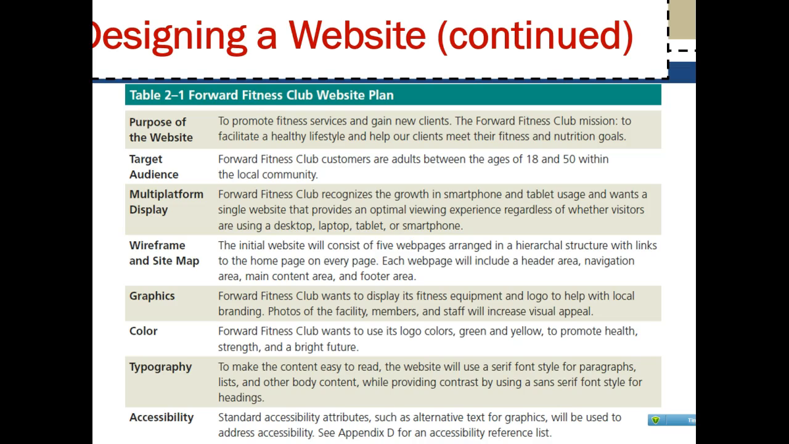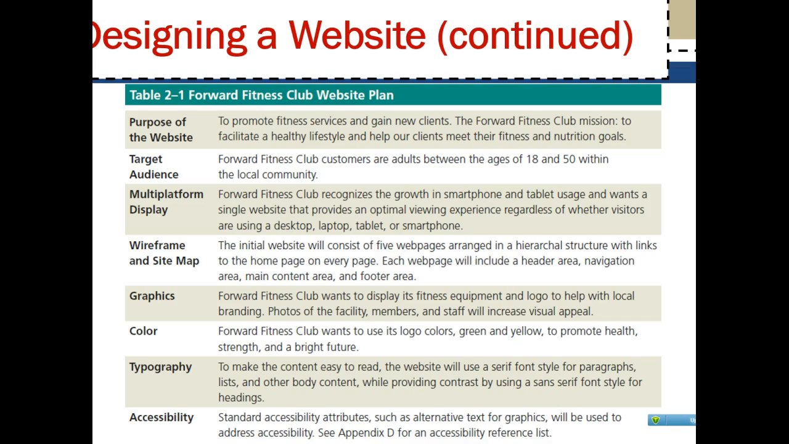Some of the questions that we need to answer are the ones we just talked about. What is the purpose of the website? The purpose of the website is to promote fitness services and gain new clients. Who is the target audience? The Forward Fitness Club customers are adults between the ages of 18 and 50. And multi-platform display? Yes, they want to use it on smartphones, tablets, and so on.